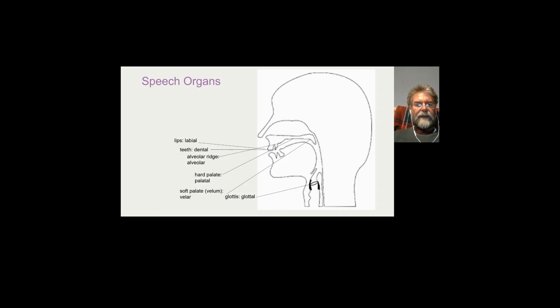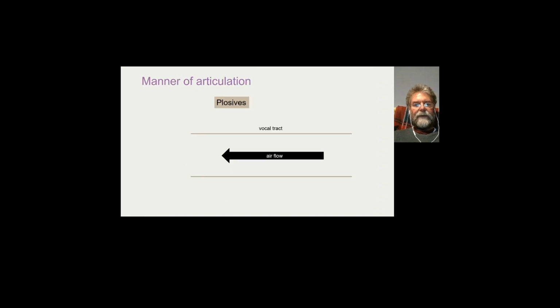We've seen the organs that are used and the kinds of places where they are. Let's have a look at now what you do with those organs to produce sounds. Now, this aspect of producing sound is often referred to as the manner of articulation. The kinds of things that we've been looking at previously are often referred to as the place of articulation. So the lips and the velum and the alveolar ridge, those are places of articulation.